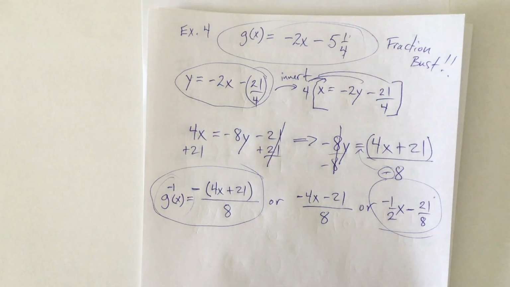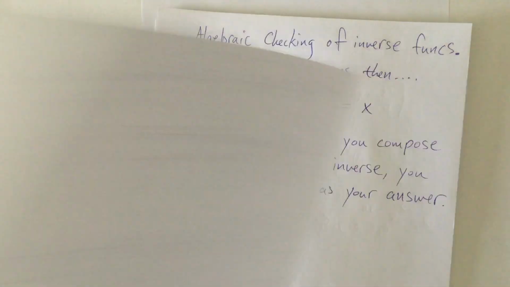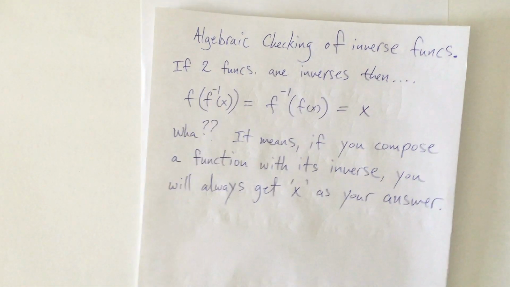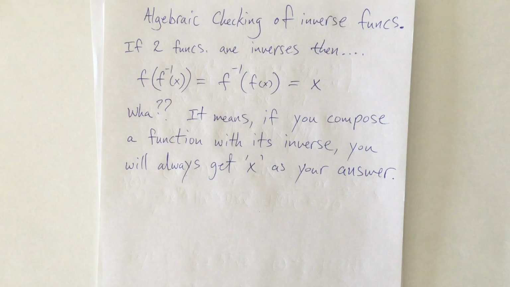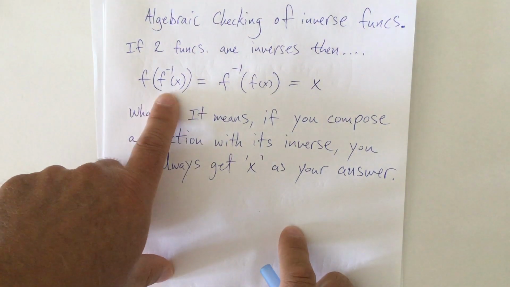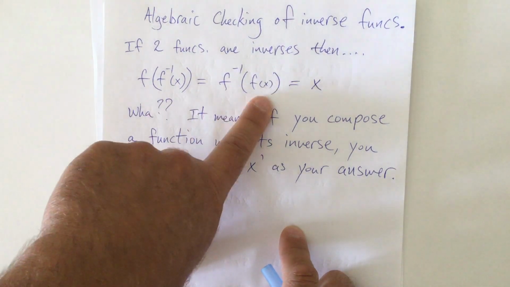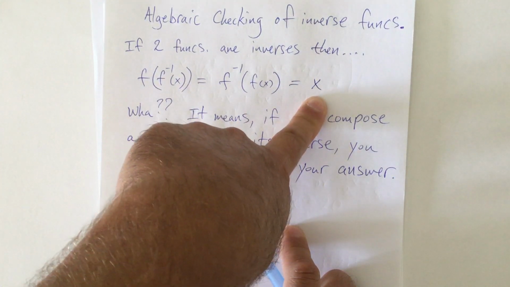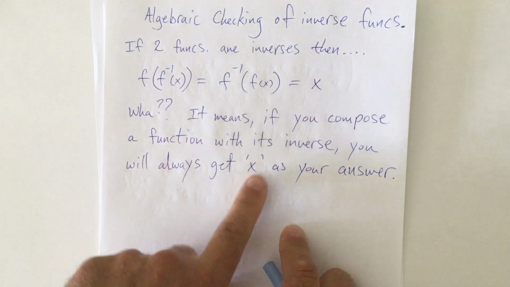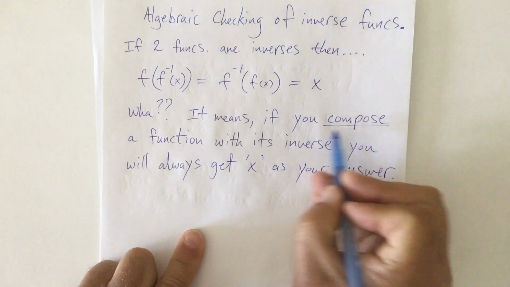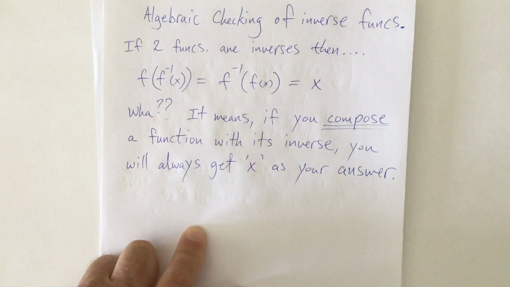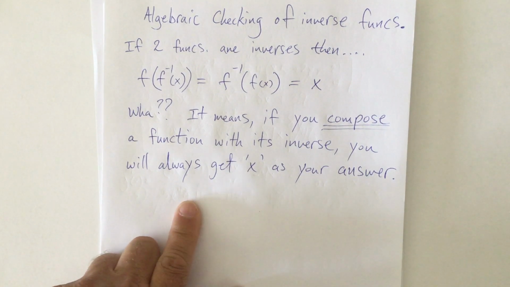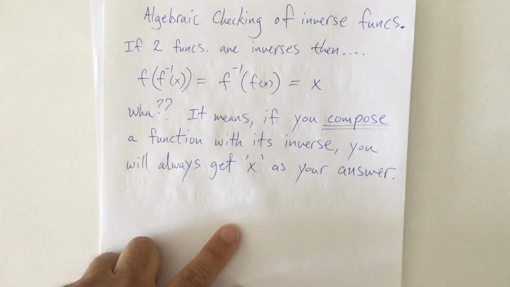But here's my last thing of notes for you for this lesson. Algebraic checking of inverse functions. If two functions are inverses, then f of f inverse of x equals f inverse of f of x. And whether you do it this way or that way, you will get x for an answer. What? It means if you compose, so you do a composition of functions, if you compose a function with its inverse, you will always get x as your answer.